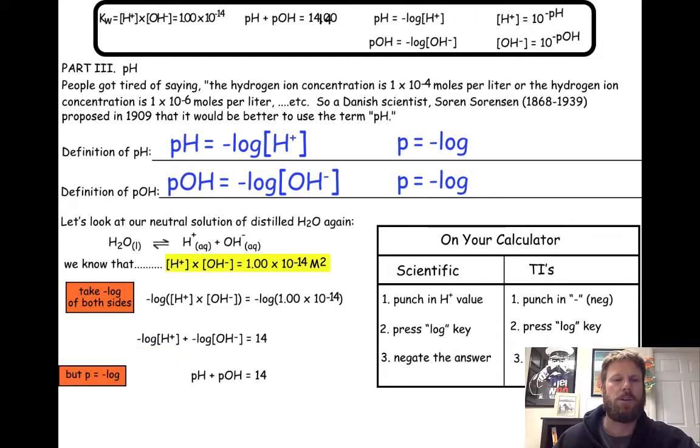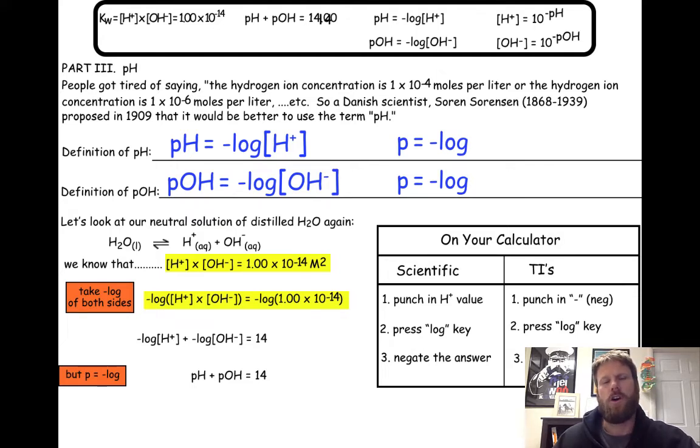So how does this apply to acids and bases? How can we use this? Well, if we take the equilibrium expression for water and we take the negative log of both sides, we can end up simplifying to get the negative log of H plus plus the negative log of OH minus equals 14, because the negative log of 1 times 10 to the negative 14th, which is a number that's kind of hard to understand, is just 14. That's a number we can understand.